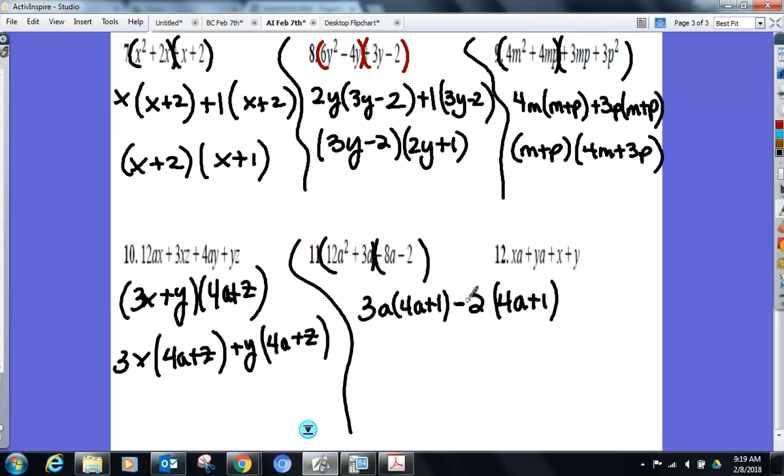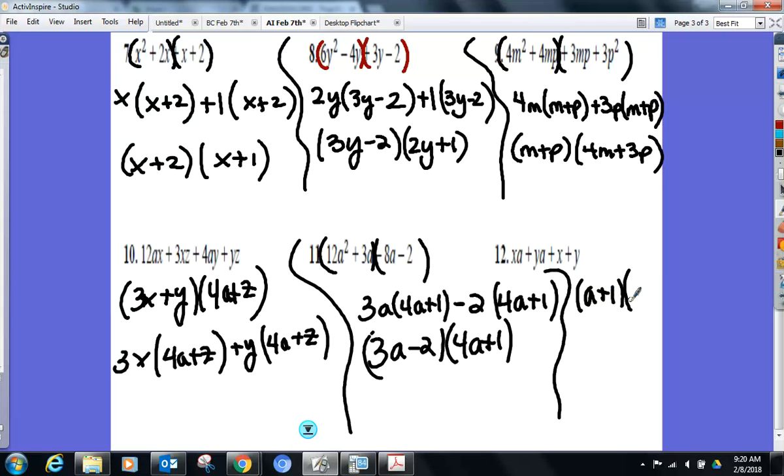And if you're unsure, watch. Ready? Negative 2 times 4a. Negative 8a, and then negative 2. So there I'm left with 3a minus 2, 4a plus 1. Hold on. And then in number 12, a plus 1 times x plus y. Or if you had x plus y first, that's fine. All right, got to practice it here tonight. Practice it. Get in here if you're struggling.